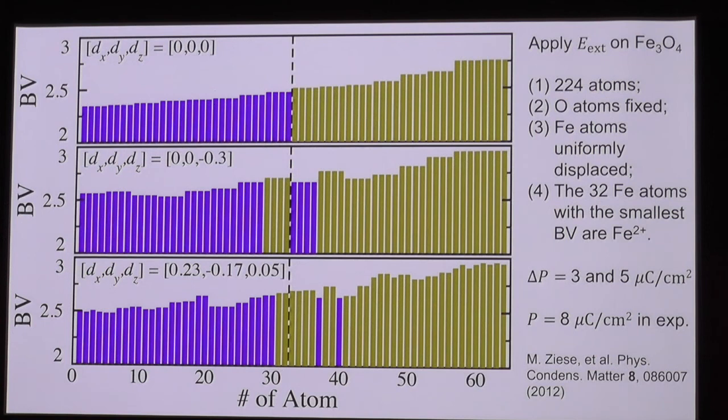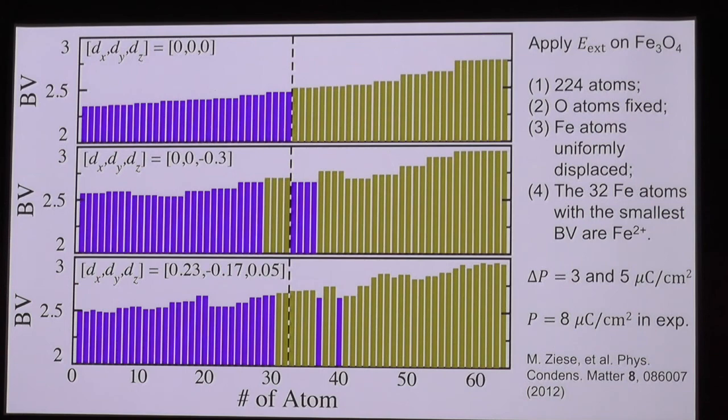We assume that each ion has approximately the same dynamic matrix. As a result, we can simulate electric field by uniformly displacing the ion atoms. Before displacing and after displacing, we calculate the bond valences of all the 64 atoms. In each case, we assume that the 34 iron atoms with the smallest bond valence are iron 2 plus, and the other half are iron 3 plus.